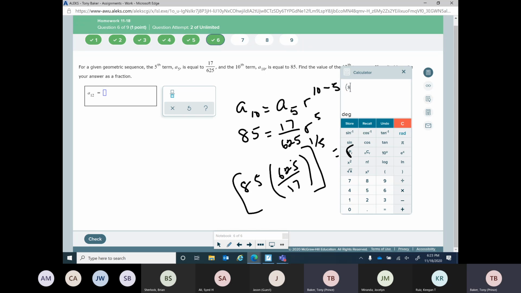So we have 85 times 625 divided by 17, raised to the 1/5. So we get r equals 5.